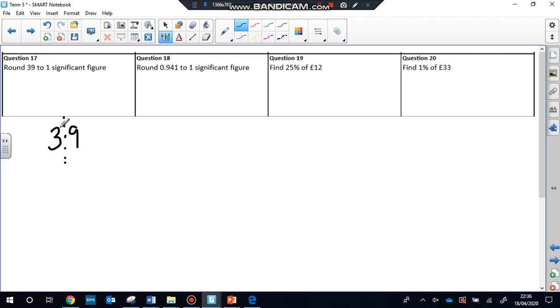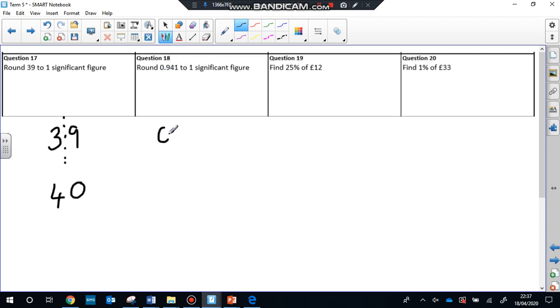Okay, so I've got to think now, is 39 closer to 30 or 40? So we should recognise that 39 is closer to 40, so 39 would round to 40 to one significant figure. So I've got a number in the tens column, but the units column is filled with zeros. Okay, similarly with this one. You have to think a little bit more carefully with decimals.